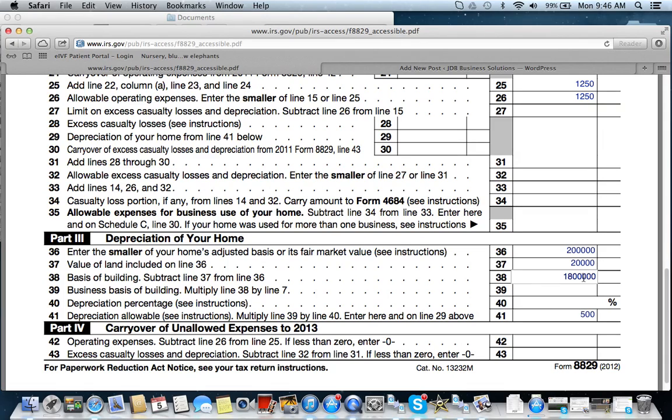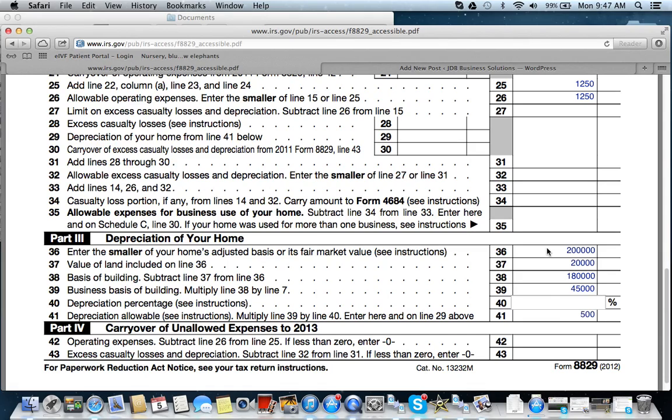All right. Line 39, basis of building, multiply line 38 by line 27. So here they just want to know what percentage of the value of your house goes towards your office. So you're going to multiply that 25% by the $180,000, which leaves $45,000 of your home value attributed to your office in this case.